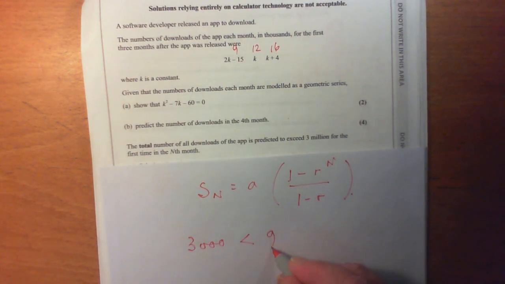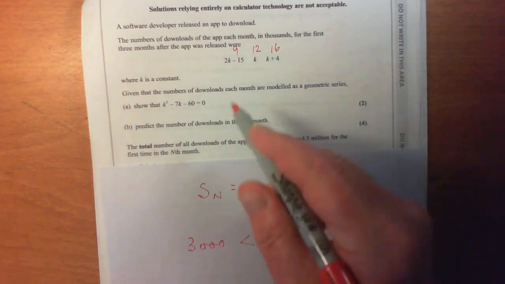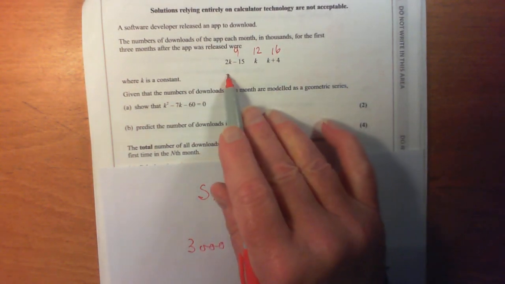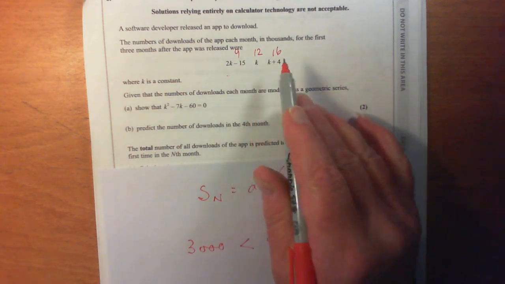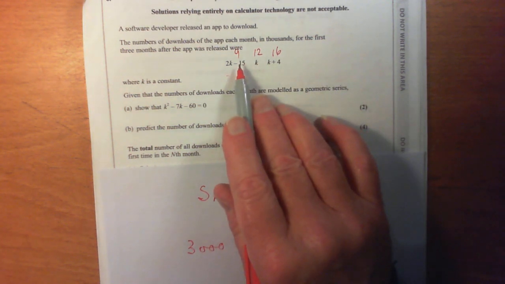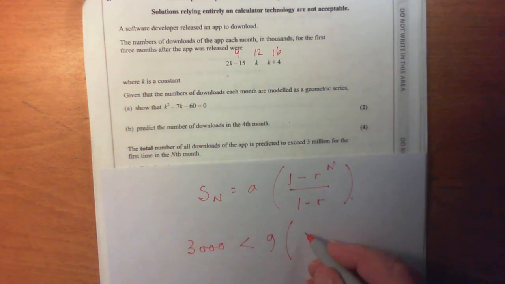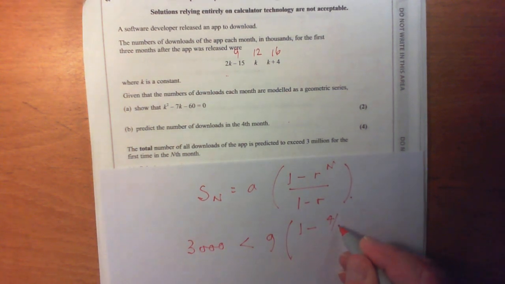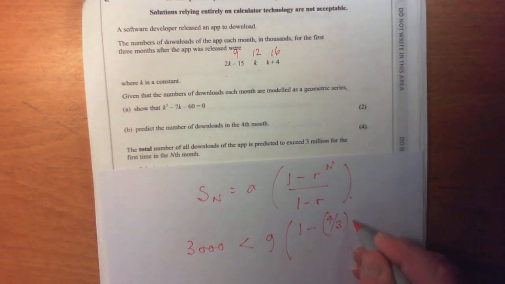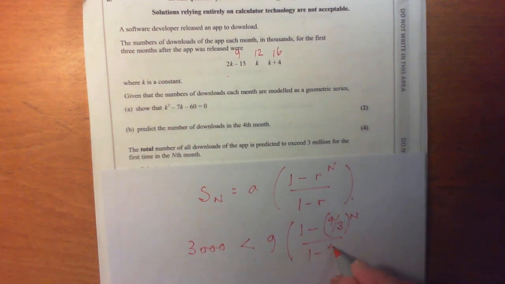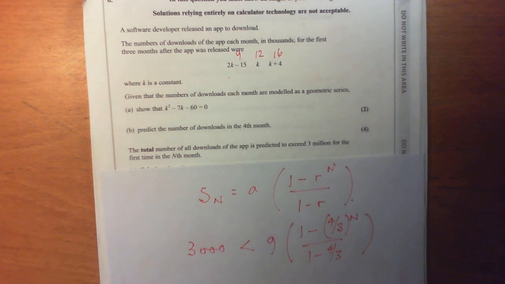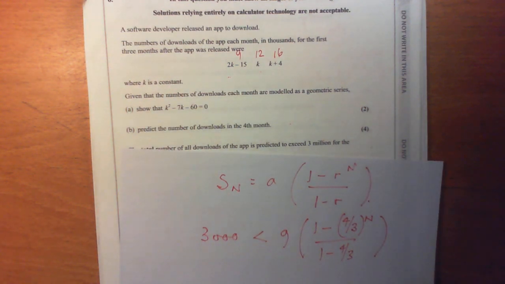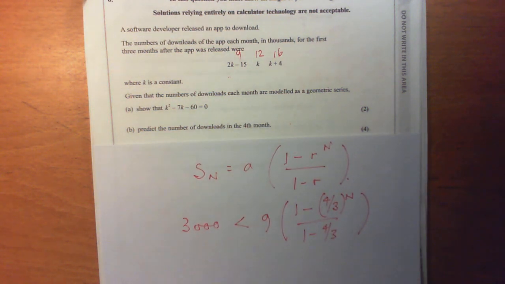So it's first term, which is 9. I haven't actually mentioned that specifically, but once you've worked out what k is, you find that it is 9. That's what I've put down there. The actual sequence is 9, 12, 16. So it's 1 minus 4 over 3 to the n, over 1 minus 4 over 3. Did I mention the common ratio? I don't think I mentioned it before, but the common ratio works out to be 4 over 3. And you go from there.